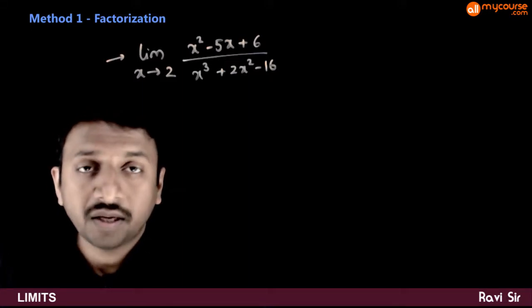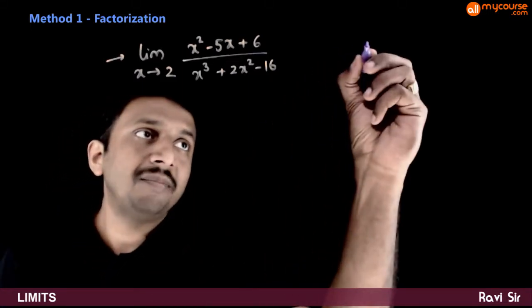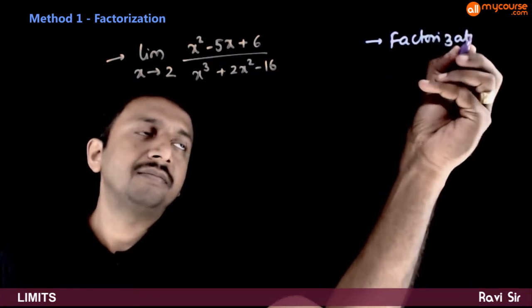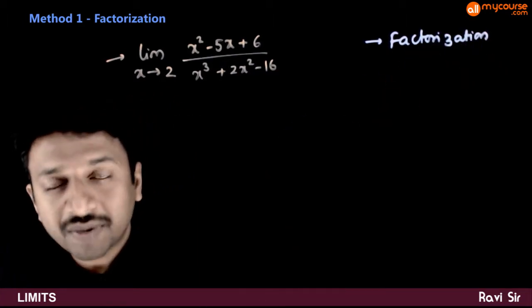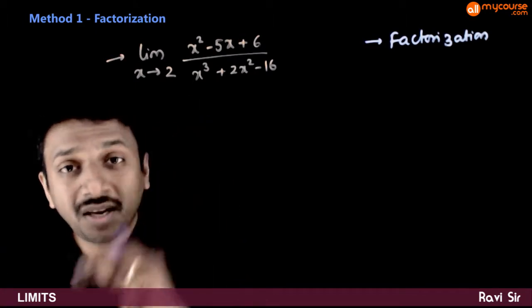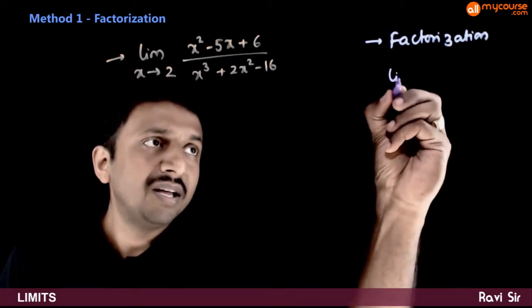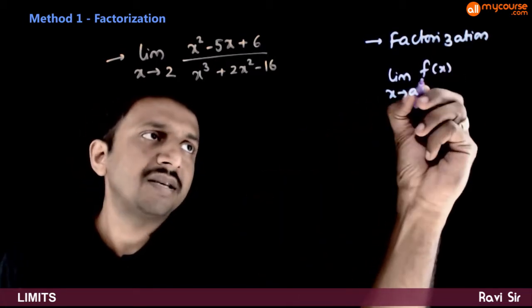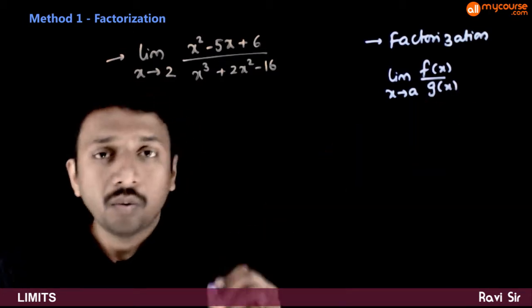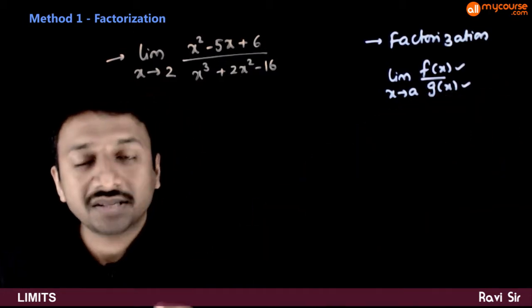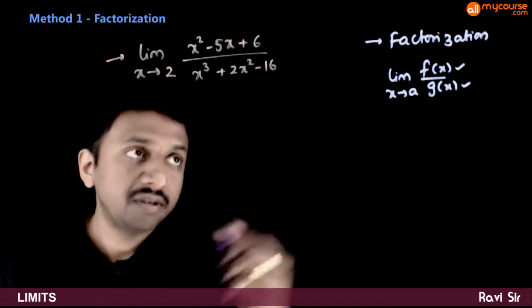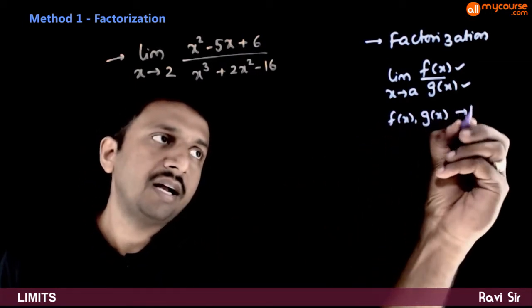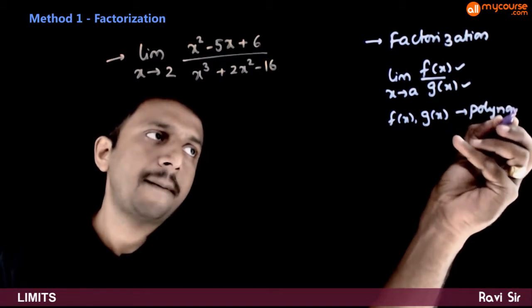The first method that we're going to discuss is the method of factorization. So this method will be useful if the given limit is of the form limit x tends to some number f of x by g of x, where f of x and g of x are polynomials.